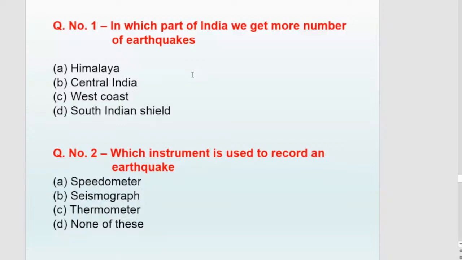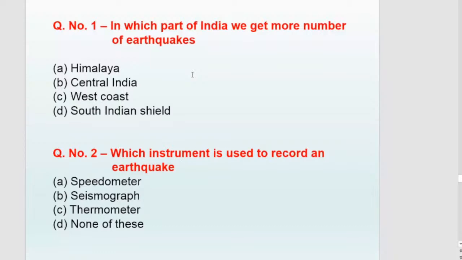We have already started to get responses. We've got 3 responses, Himalaya. Wonderful, it is the correct answer. Because it is a convergent plate boundary, in India we get more earthquakes in the Himalaya.